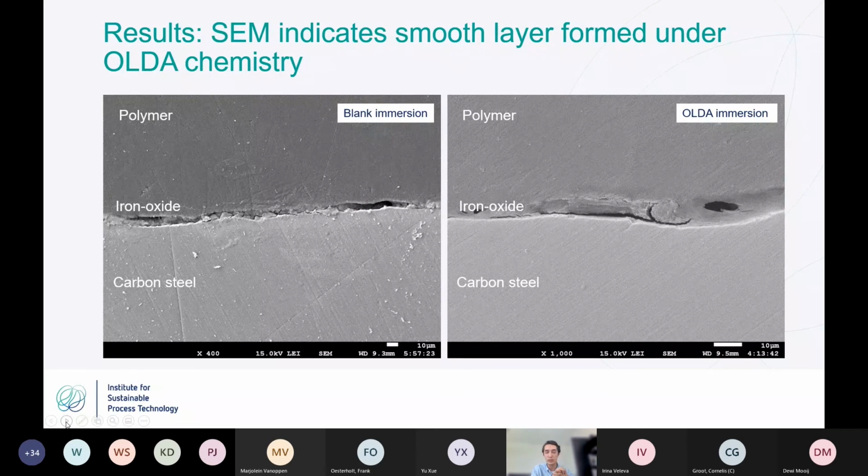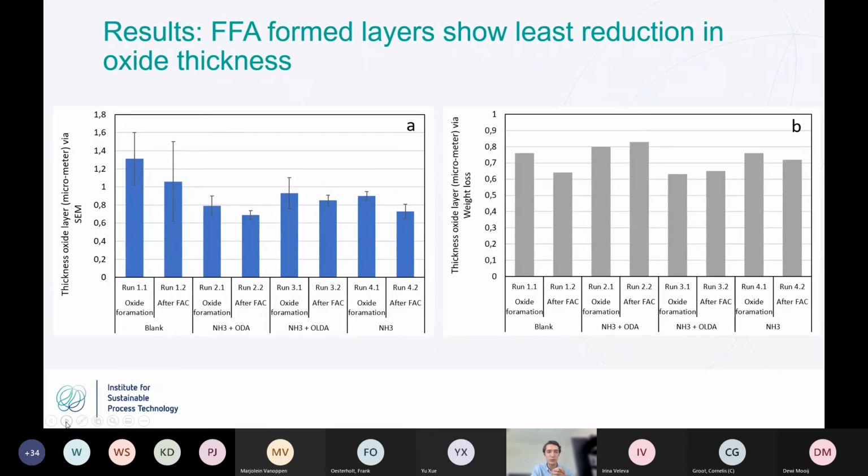So we will go on to the next slide, where we used the SEM input together with the weight loss measurements to determine the layer thickness, to have some numbers. On the left, A, we can see the SEM determined thicknesses, and B, we can see the thickness determined by weight loss. First of all, I want to point out the reduction in the layer thickness.